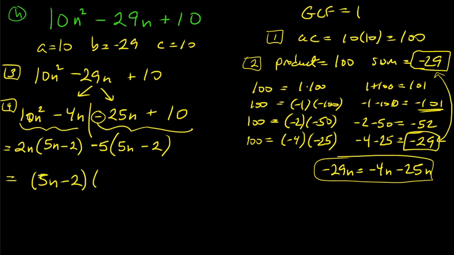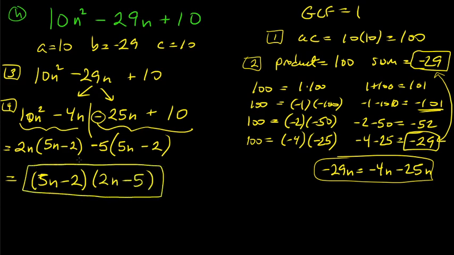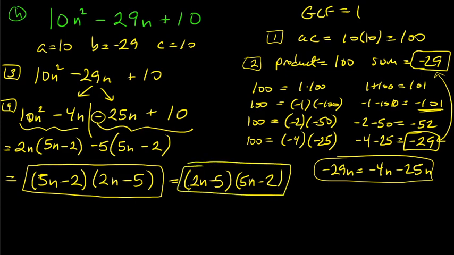And what does that multiply? It multiplies 2n minus 5. So 2n minus 5 is the other factor. And again, we're done. So again, this looks backwards, but it's either way: 2n minus 5 times 5n minus 2, or 5n minus 2 times 2n minus 5. All right, let's move on.